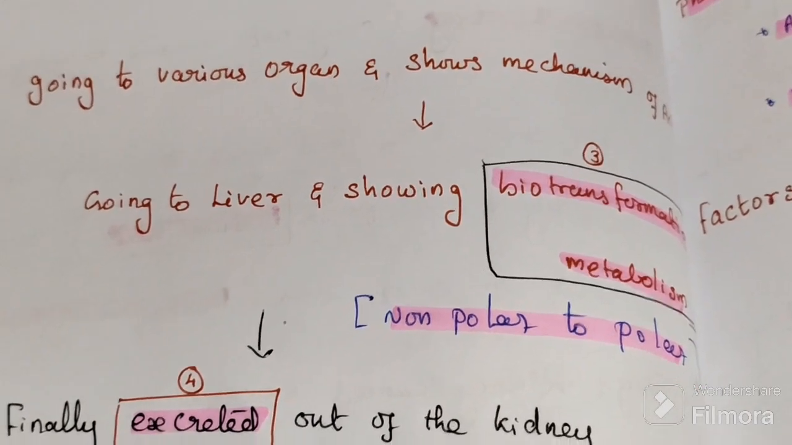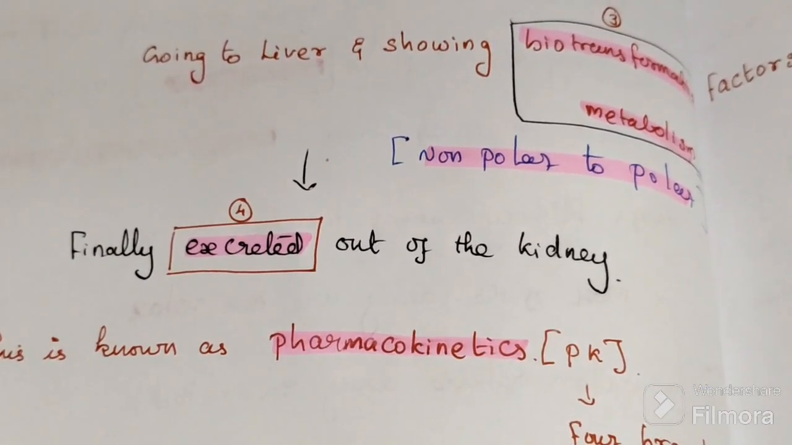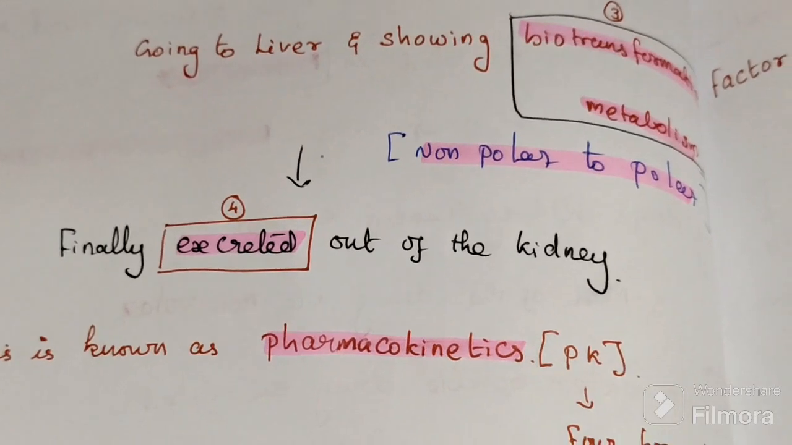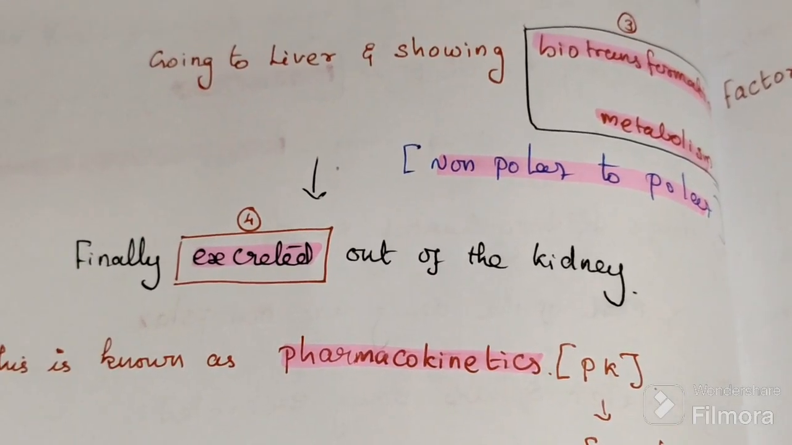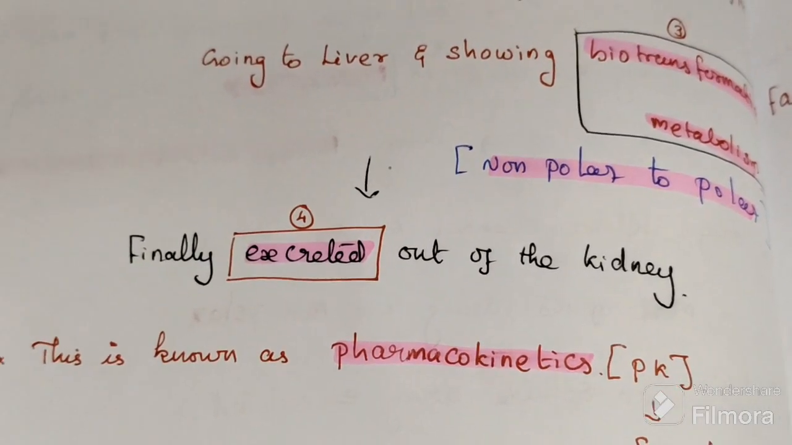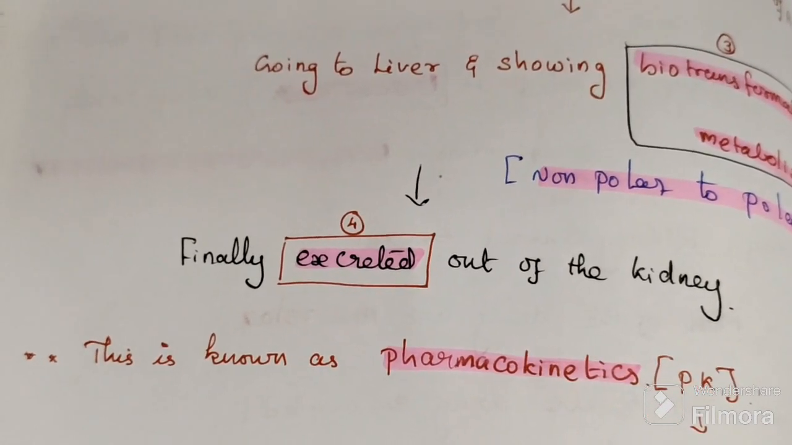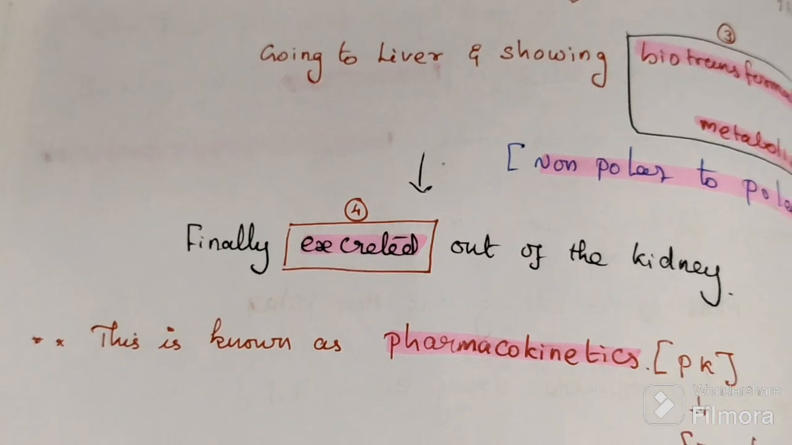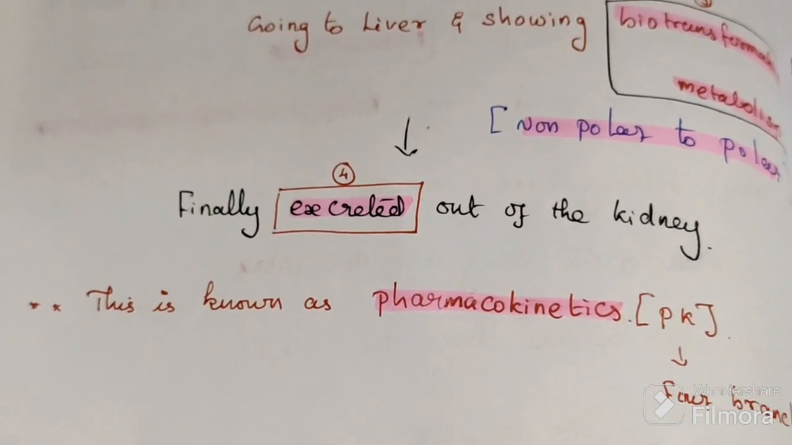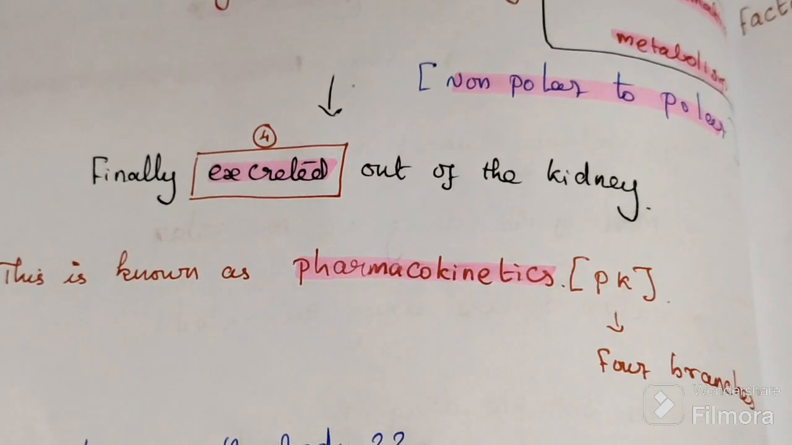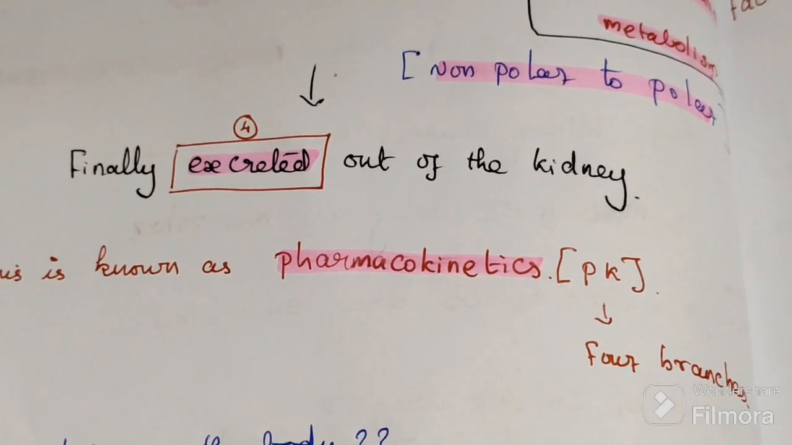This process is called pharmacokinetics. What is the body doing to the drugs? The body first absorbs the drugs, then distributes the drugs, then metabolizes the drugs, then excretes the drugs. These four things are known as pharmacokinetics.